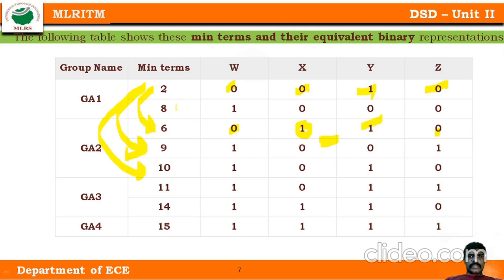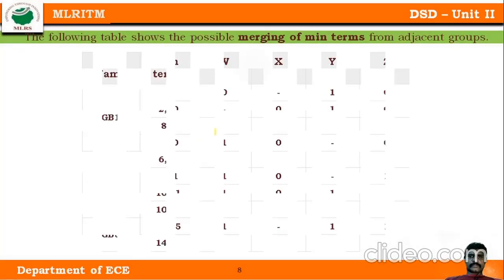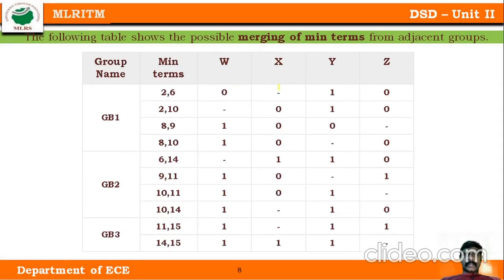Similarly 8 and 6, 8 and 9, and 8 and 10 have to be compared. By comparing, we form the table like this. For 2, 6 we compared, the x variable is eliminated. For 2, 10 we compared, here w is eliminated. Then 8, 9. Like this I am comparing the terms. Then 6, 14, this is eliminated. 9, 10. So this is a table which is matched.